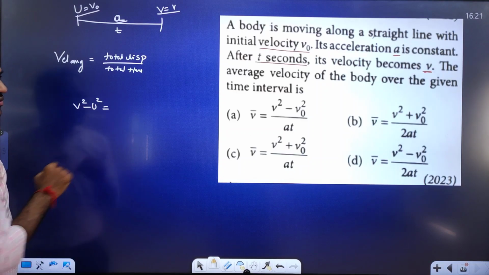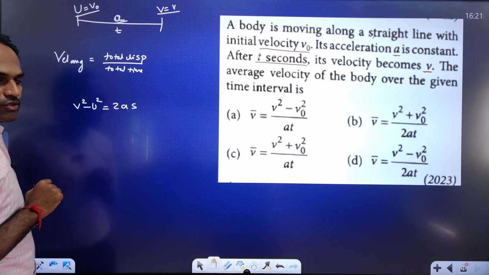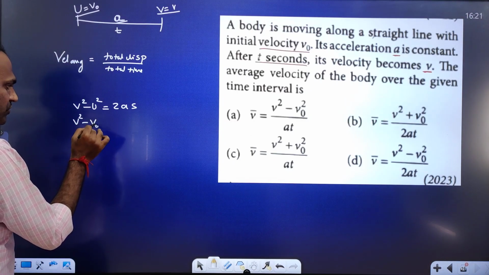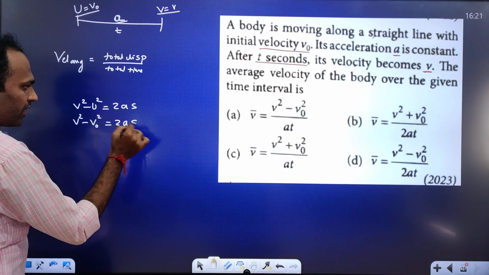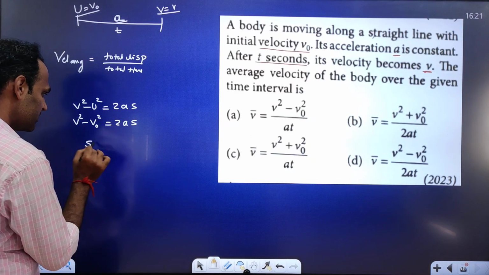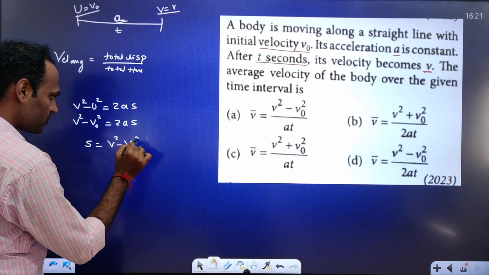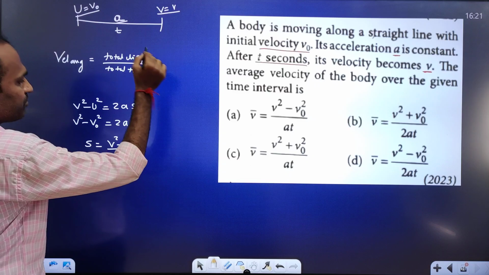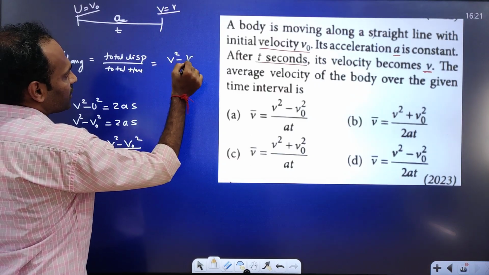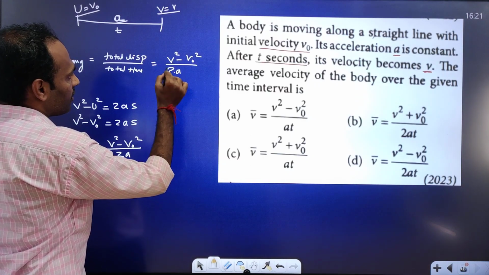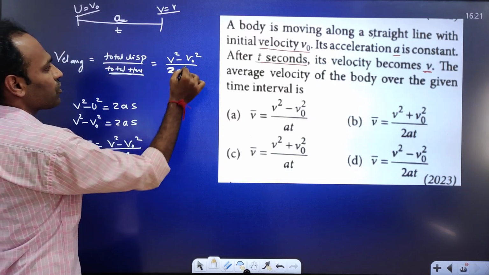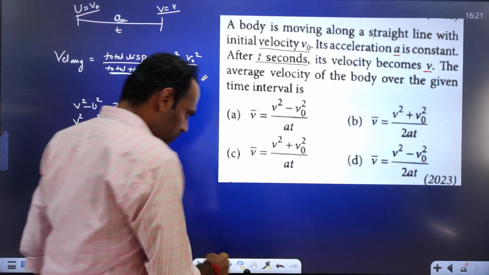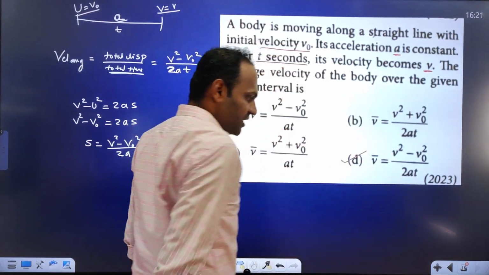The kinematic equation v square minus u square is equal to 2as. Final velocity is v, initial velocity is v naught, so v square minus v naught square is equal to 2as. Correct? So s is equal to v square minus v naught square divided by 2a. Substitute this total displacement here. How much is the total time? Total time is t. So the average velocity is v square minus v naught square divided by 2at. So it is option D. Option D is correct, right?